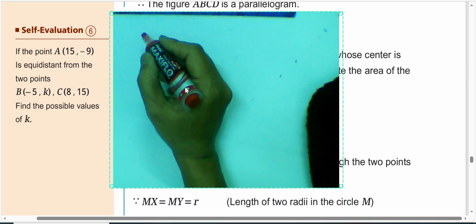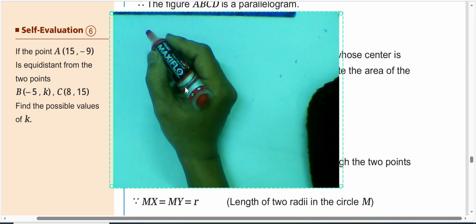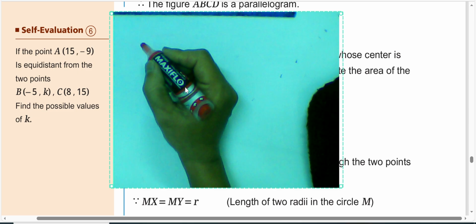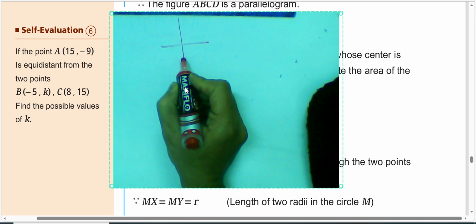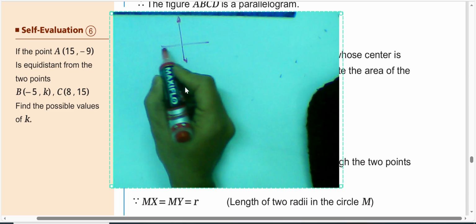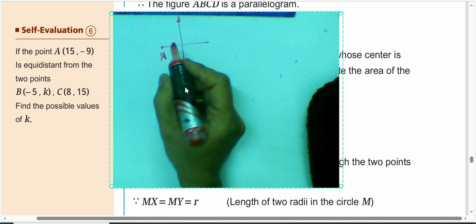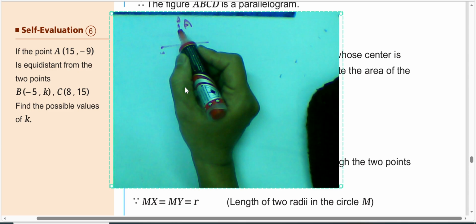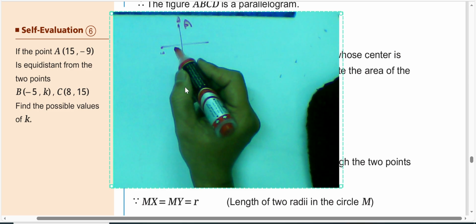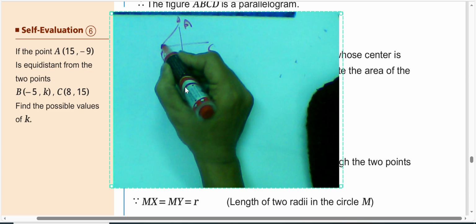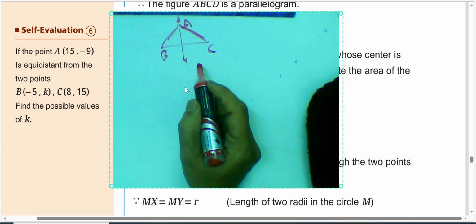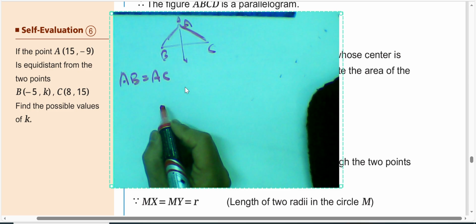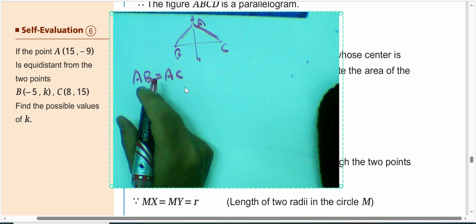We have point A equidistant from two points B and C. Find a possible value of k. He gives me information: the point A is equidistant from two points B and C, so AB equals AC. We can find the length of AB first.